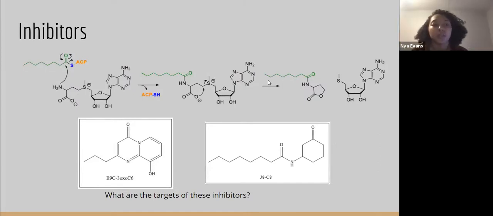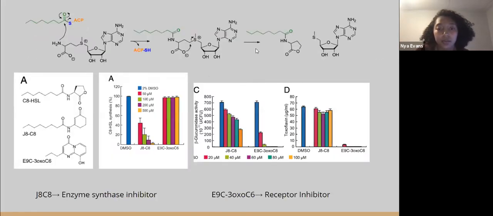Researchers were able to identify 2 inhibitors of the autoinducer C8HSL, but they were unsure of what the inhibitors' targets were, so they performed a series of experiments to determine their targets. If you go to the next slide, here's the autoinducer, the C8HSL. Then you have an inhibitor called J8C8, and another inhibitor called E9C3 oxo C6. I'm just going to call it E9 for the duration of this presentation.